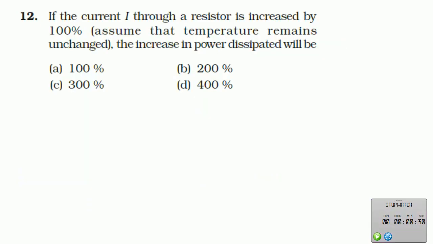Question 12. Just read the question. If the current I through a resistor is increased by 100%, assuming the temperature remains unchanged, the increase in power dissipated will be? You have to calculate that in percentage. Okay, let's start the clock. Think over it.